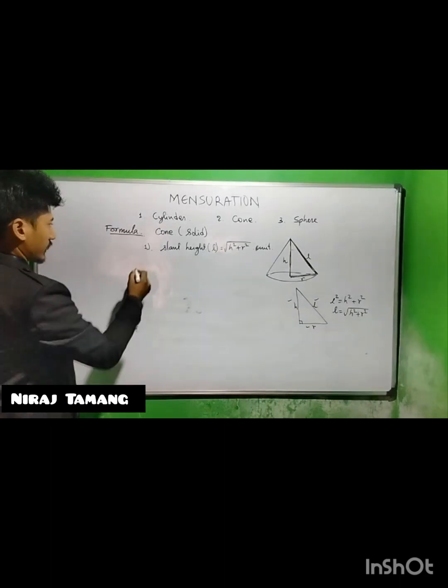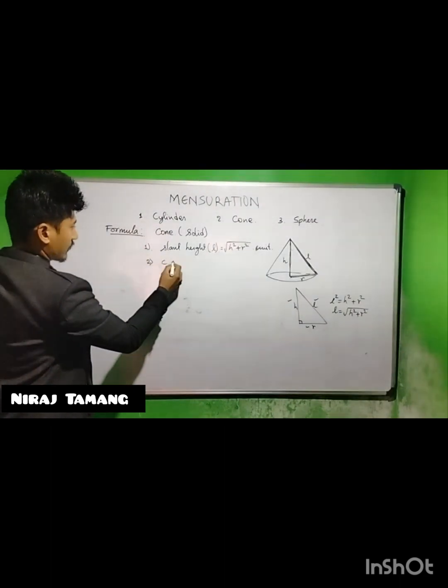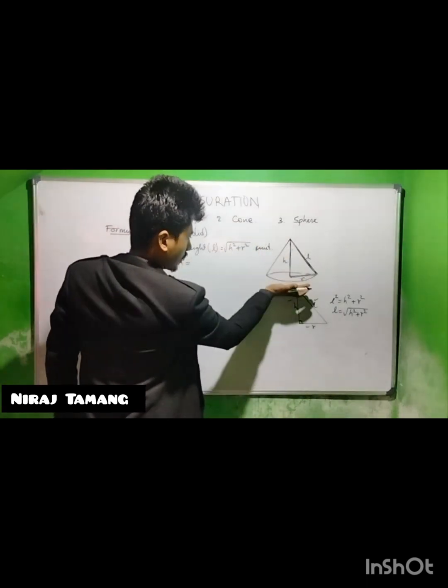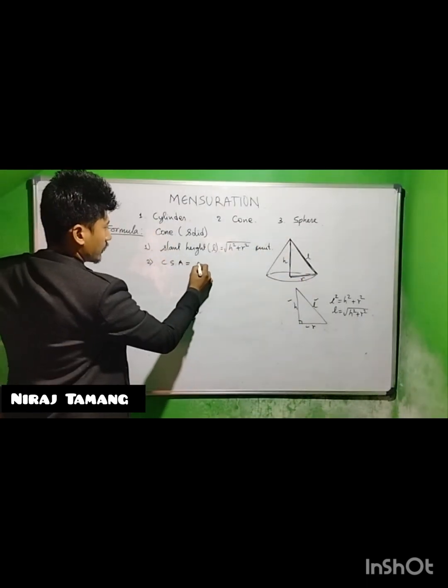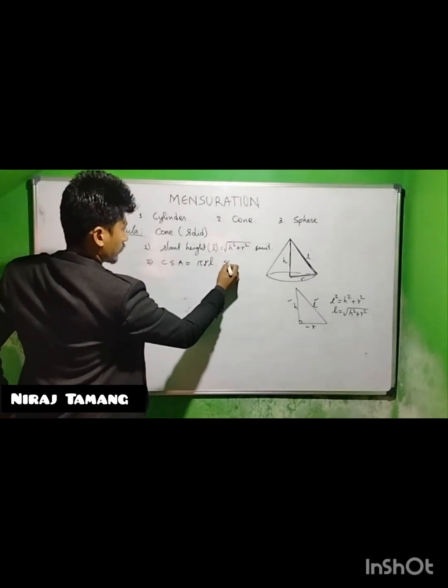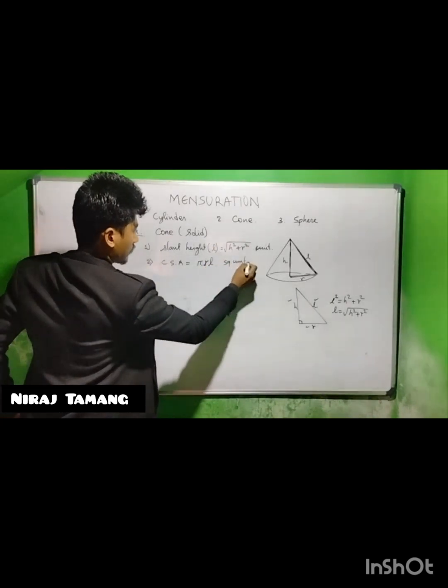Alright. So let's find CSA, that is curved surface area. That means only the curved part, not the base. So its value will be pi r L. Its unit will be square unit.